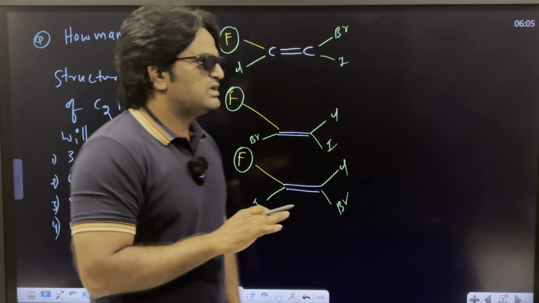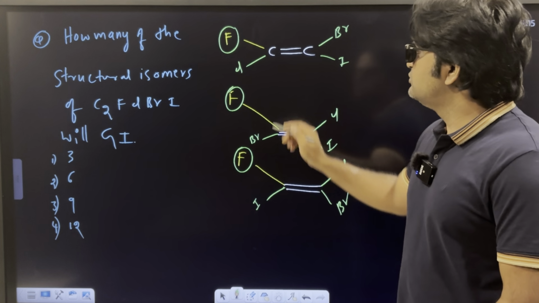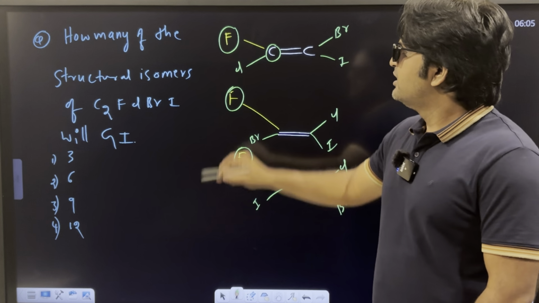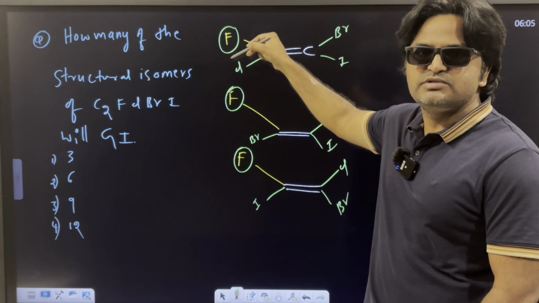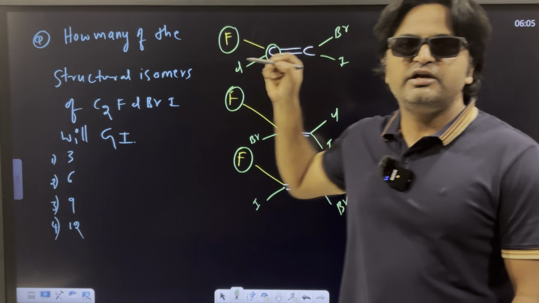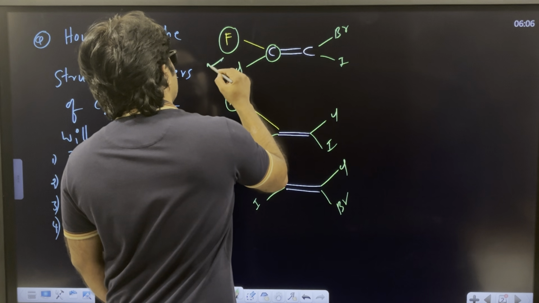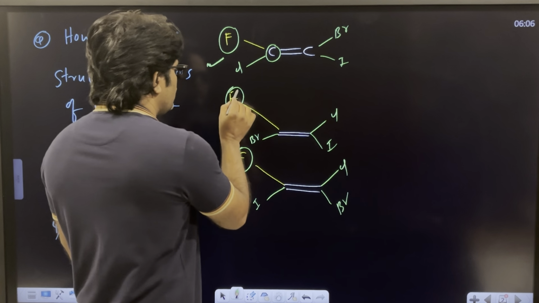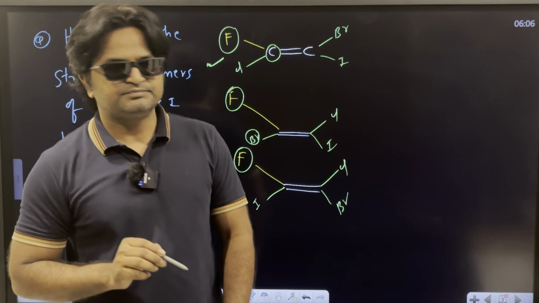Now after writing these structural isomers, look at this sp2 carbon atom. This is our sp2 carbon atom. Now verify the groups, fluorine and chlorine. Are these two groups the same or different? They are different. Bromine and iodine, same or different? They are different. So definitely this structural isomer will show geometrical isomerism. Next one, fluorine and bromine, same or different? These two are different, right?